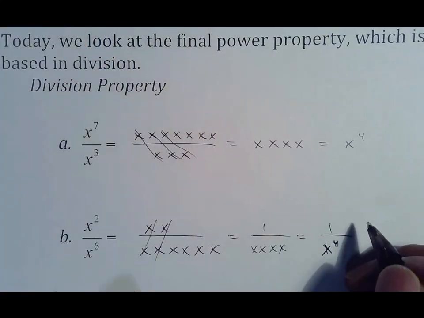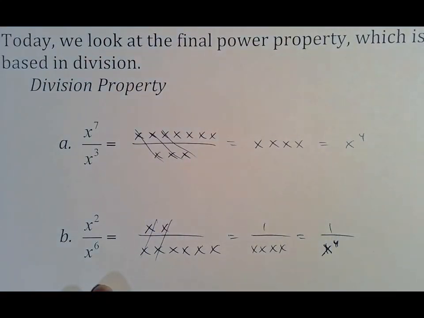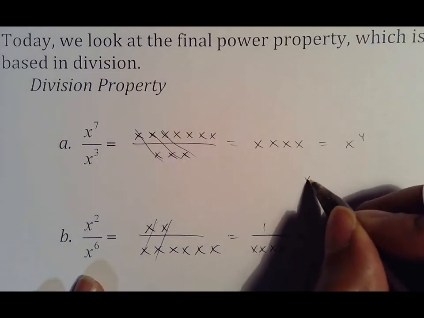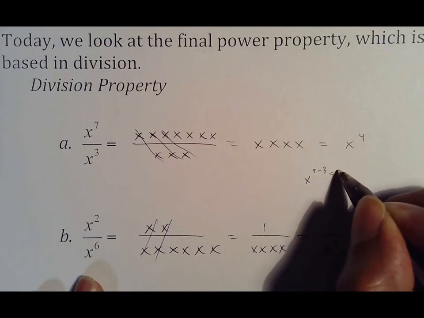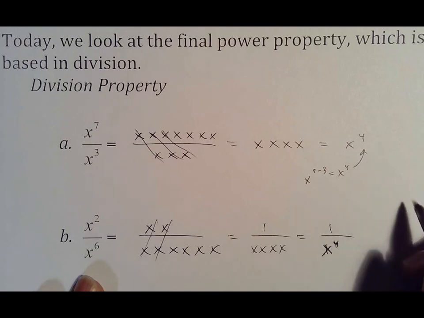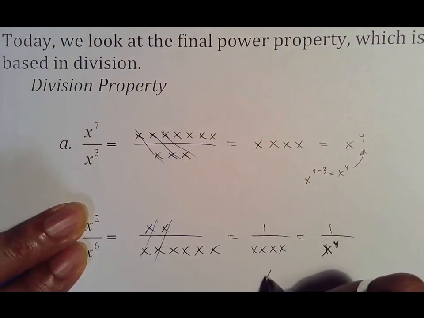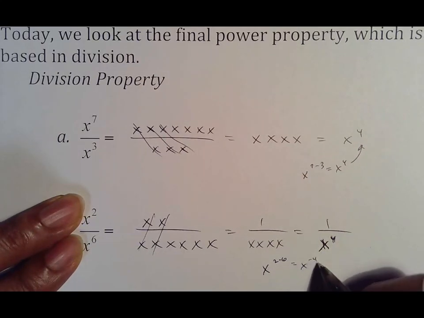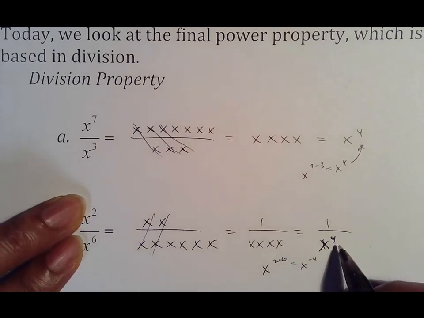Now, where do you think this is coming from? This is what I see. If I have 7 x's on top, 3 x's on bottom, I'm actually doing x to the 7 minus 3, which is x to the 4th, which is what you're seeing here. Here, if I do top minus bottom, I end up with 2 minus 6. 2 minus 6 is negative 4, and negative 4 means it should end up on the bottom.